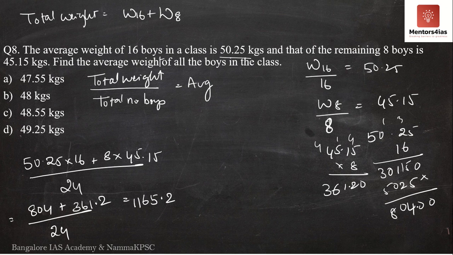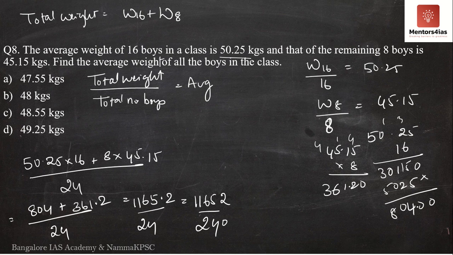So now you have 1165.2 divided by 24. I'm going to write it as 11,652 divided by 24. So now you have no option but to divide if you want the average weight of all the boys. Okay, so this is not 24, this is actually 240.